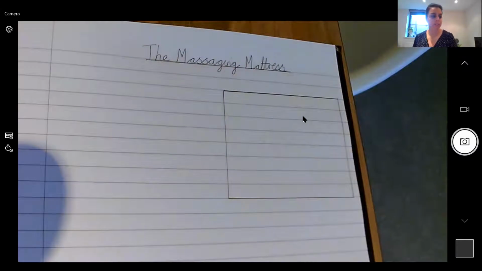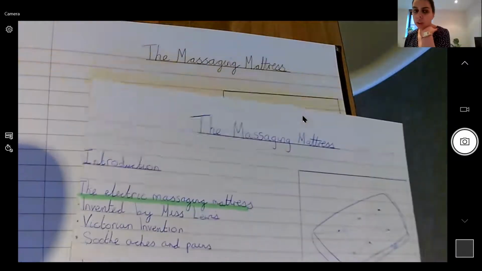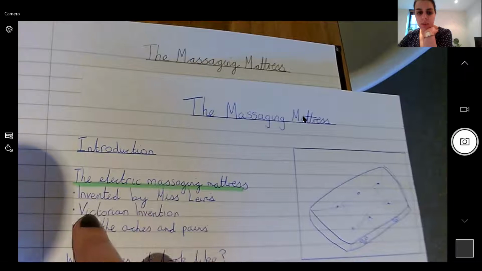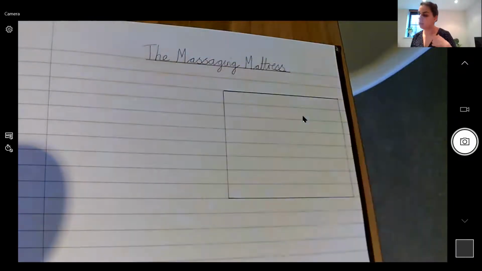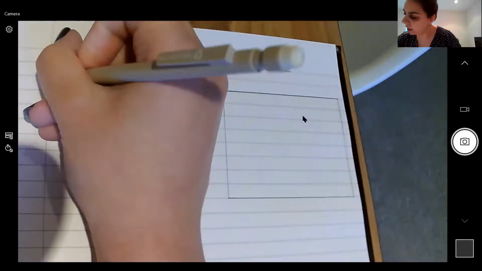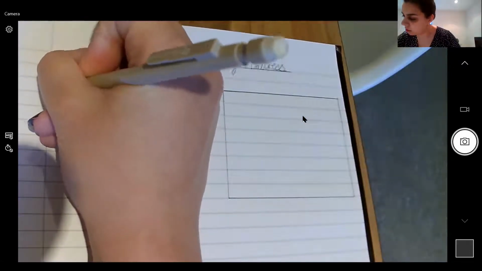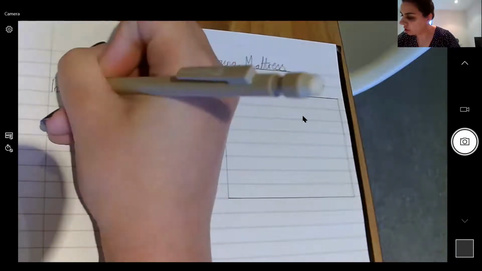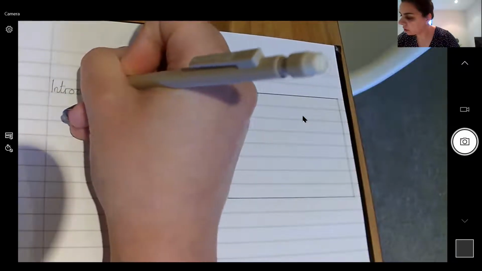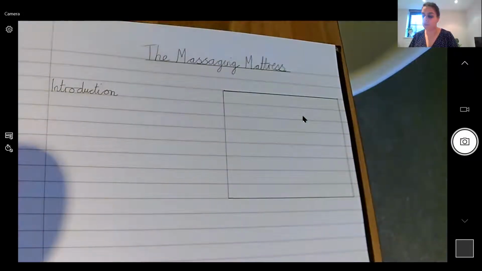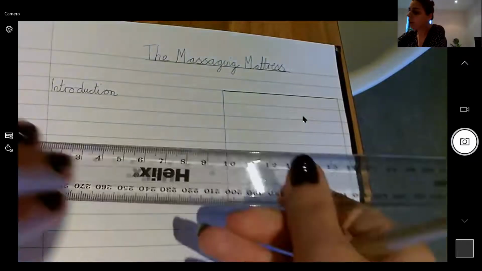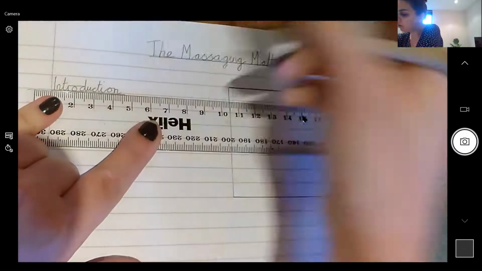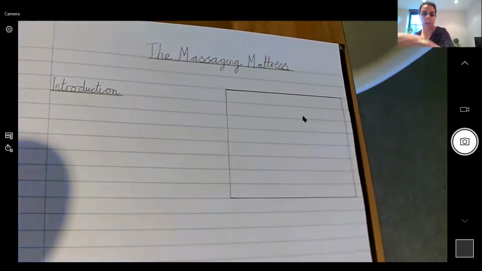Okay, so my first subheading, this is my plan I've got for you. My first subheading was introduction, and I wrote the electric massaging mattress invented by Miss Lewis, Victorian invention, soothes aches and pains. So I'm going to write my subheading first. So up here, I'm going to write introduction. Now I want you to just double check really carefully that you've used your sounds for your spelling of introduction, because a few people spelt it wrong and it is quite a hard word to spell. So use your sounds really carefully. And I'm going to underline it with a ruler. And I've got it right by my margin and it's on the side, introduction.